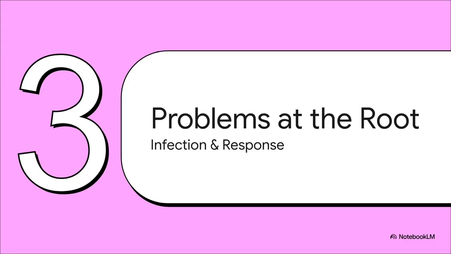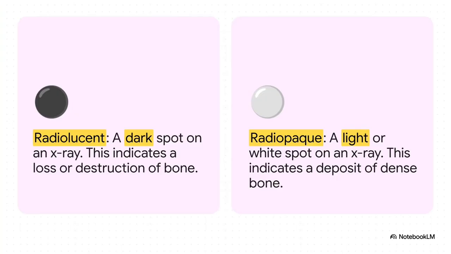Okay, for the deepest part of our journey, we're traveling all the way down to the very tip of the root, the apex. This is like command central for the body's response when a deep infection makes its way through the tooth and out into the jawbone. So down at the root tip, dentists are basically looking for 2 kinds of clues: dark spots and light spots. A dark spot, or what they call radiolucent, means bone has been lost, usually because of an infection. A light spot, or radiopaque, means dense bone has been added. They're basically opposite reactions to the same problem.